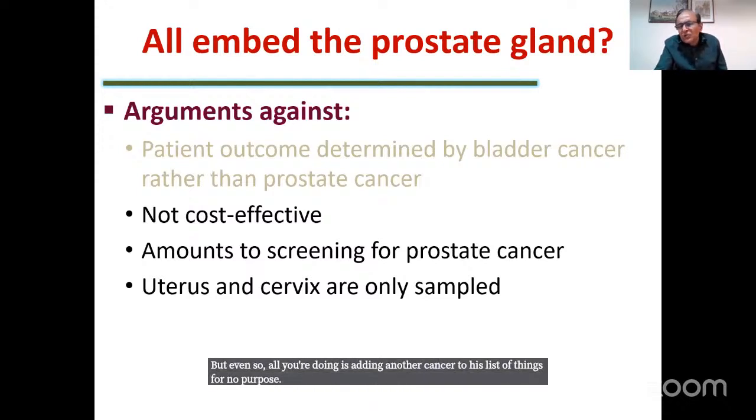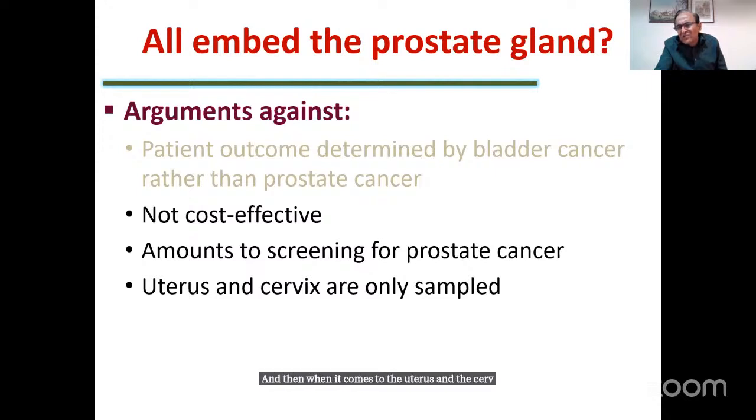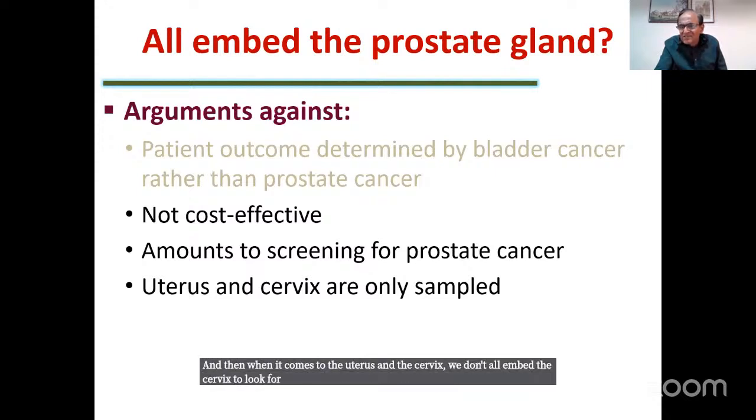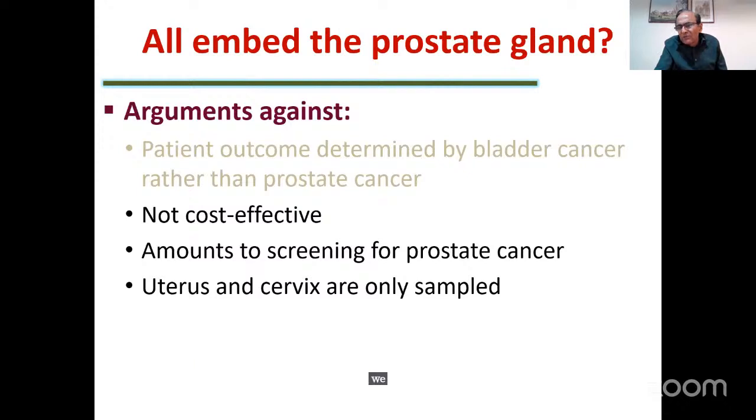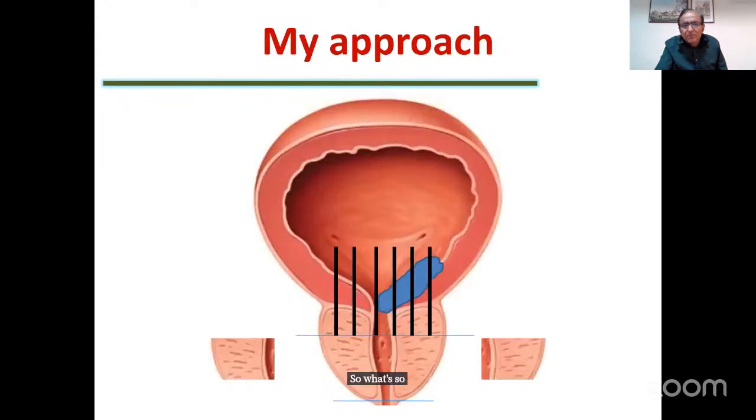And when it comes to the uterus and the cervix, we don't all embed the cervix to look for incidental cervical cancer. We don't all embed the endometrium to look for incidental endometrial cancer, which could be serous carcinoma, incidental. We don't do any of that. So what's so special about the prostate? My approach is that I do not sample all of the prostate.